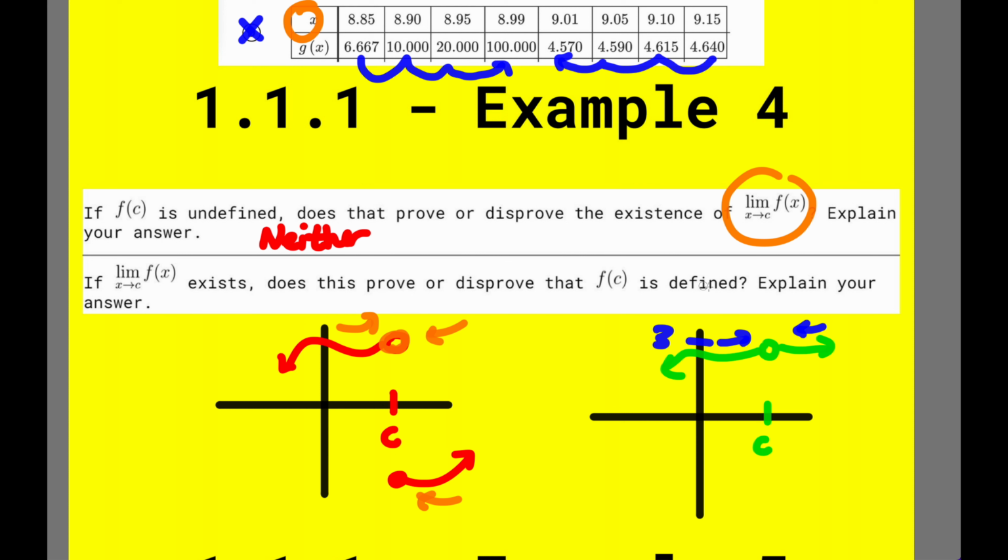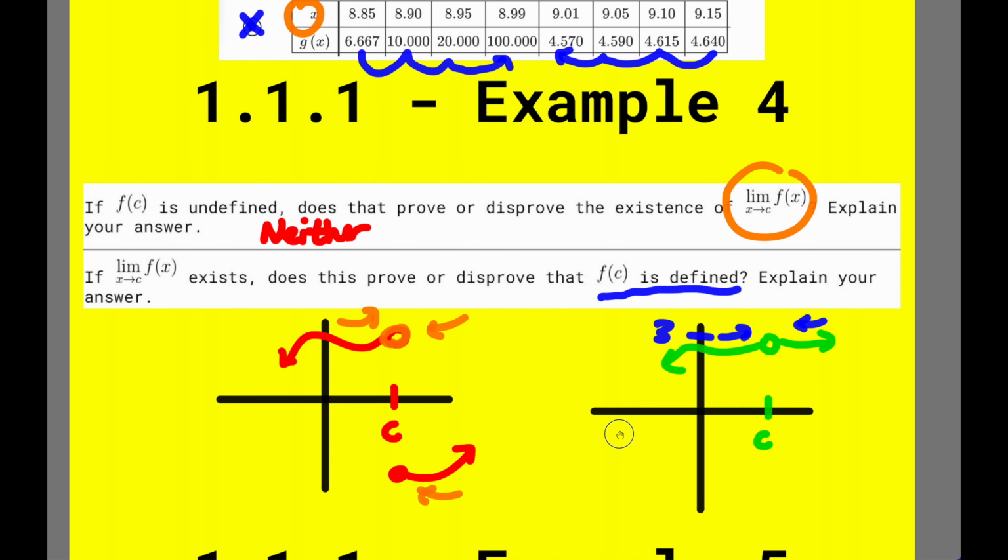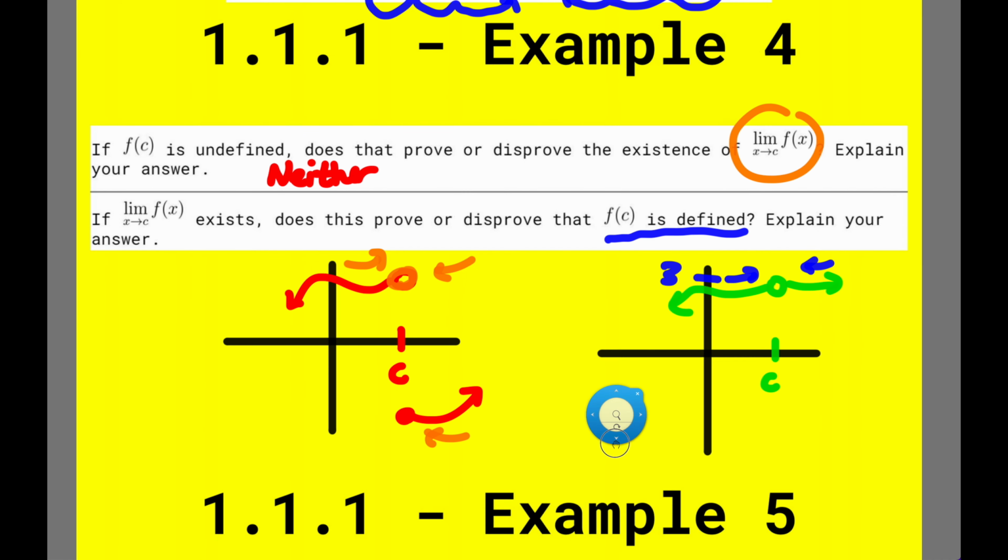It doesn't matter. Either way, this one does work. But it does not show that f of c is defined. I could have easily made this not a hole and just colored it in like that, and then now f of c is defined. But it doesn't show it one way or the other, even if the limit exists. It could be a hole or it could be an actual point on that graph. So again, it does not prove or disprove to be the answer for that one. Very conceptual. Hopefully that makes sense with what I just said.